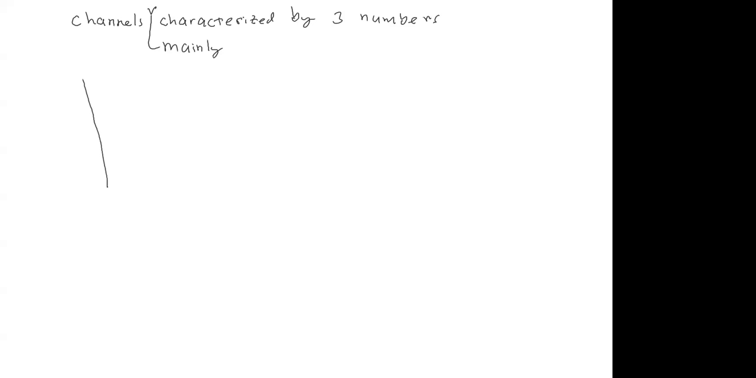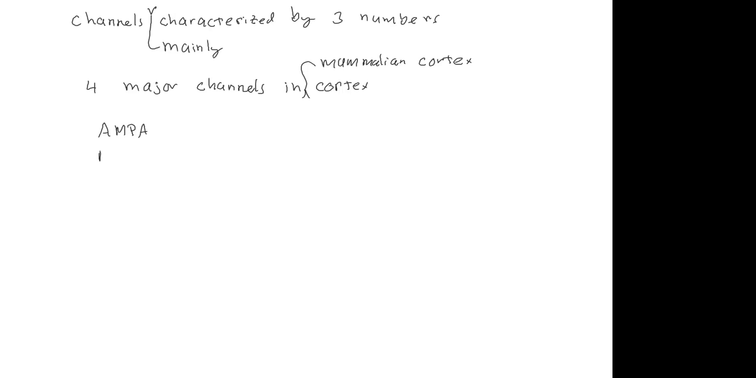So I'm going to give you a list of the 4 major channels in the mammalian cortex. There are hundreds of channels, all with different properties. So these are AMPA. I wouldn't even bother trying to remember these names. If you hang out in neuroscience long enough, they'll eventually sink in.